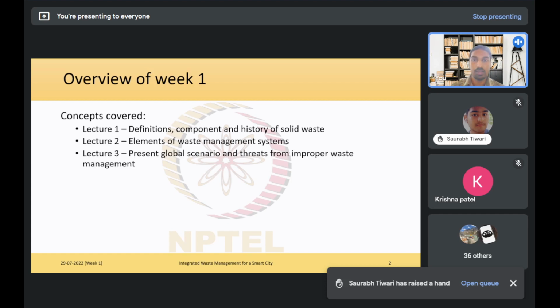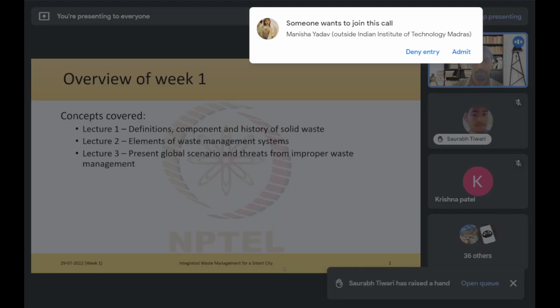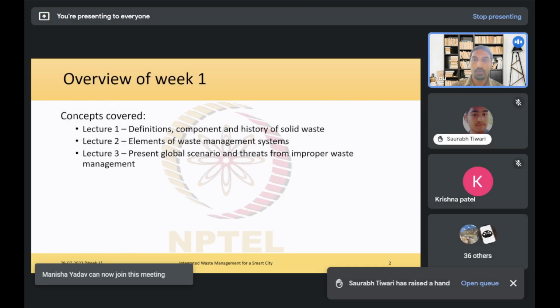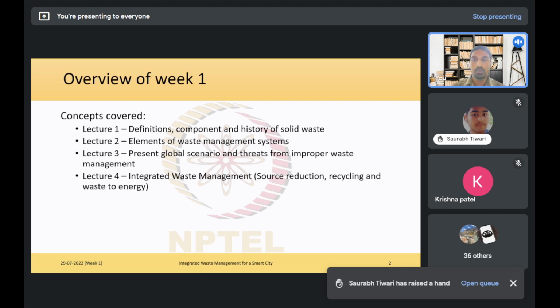And in lecture 3, we looked at the present state, in terms of the global scenario, of how waste is being handled, and what are the strategies that are being used across the world, and also what are the issues that stem from improper waste management. And then moving on to lecture 4, we were introduced to this concept called integrated waste management, right?